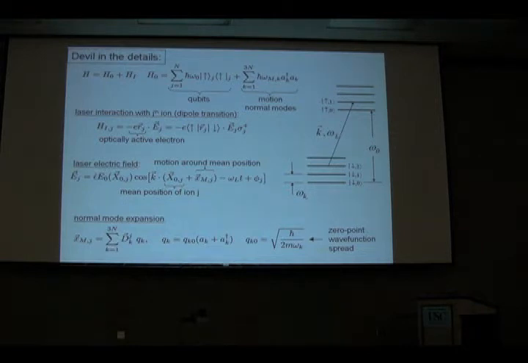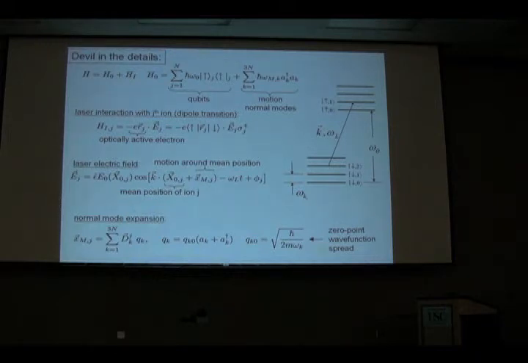Well, it's easy to write down what we want. For example, if we use an electric dipole transition, then the interaction Hamiltonian is basically the electric field dotted into the position of the optically active electron in the atom. So think about laser transitions like the Innsbruck group does. We can write down the electric field of the laser, and of course it depends on the position, and this is how we get the coupling. This is the mean position of the ion, and this is the oscillation of a particular ion about its mean position.